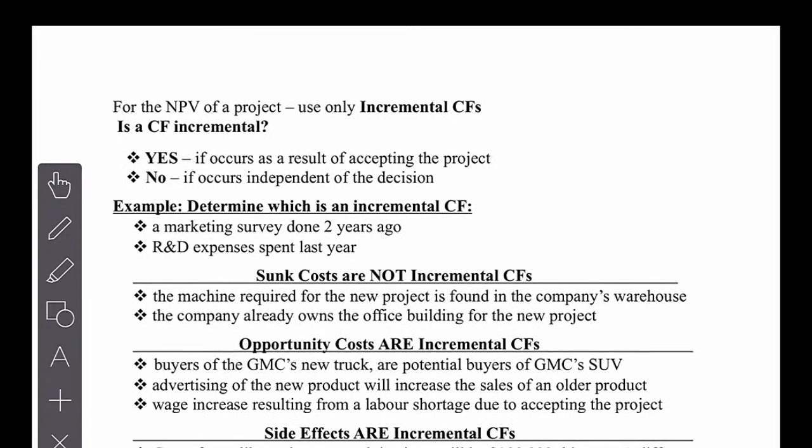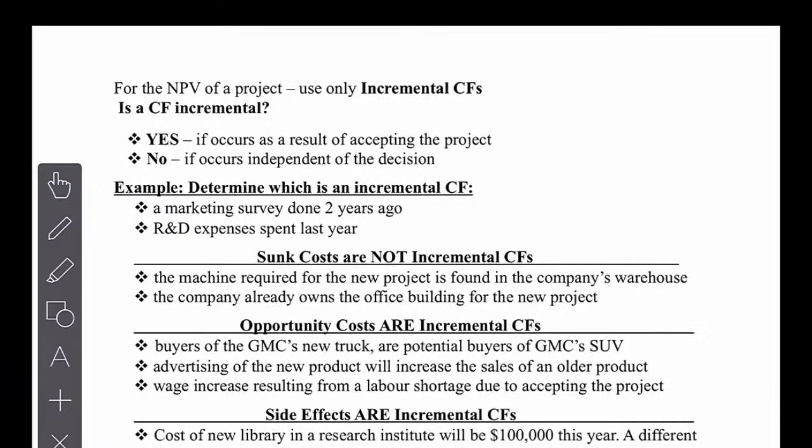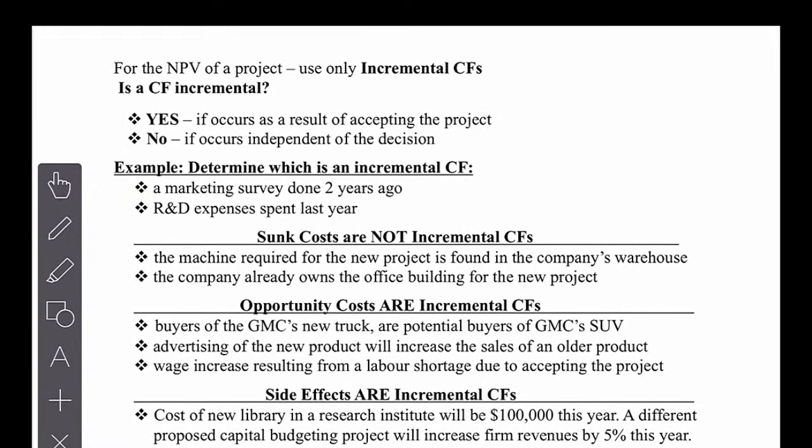So just an overview of the kinds of incremental cash flows. When you read a case, we just read one, but in any of them, you have to go step by step and identify incremental cash flows. It will be incremental if it occurs as a result of accepting the project. No, if it occurs anyways.